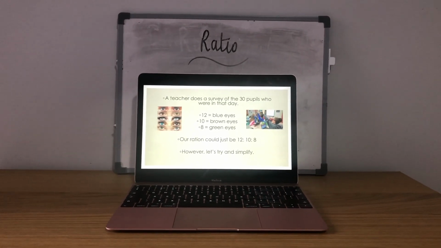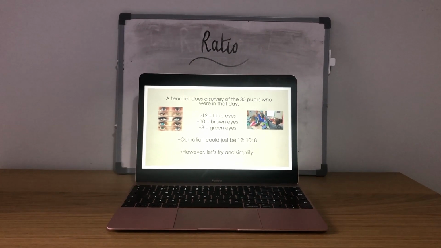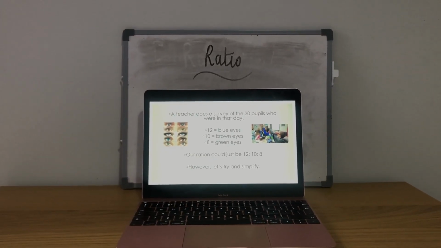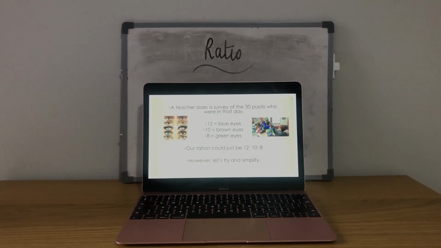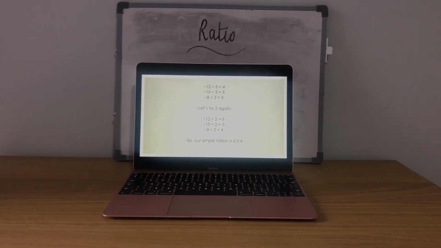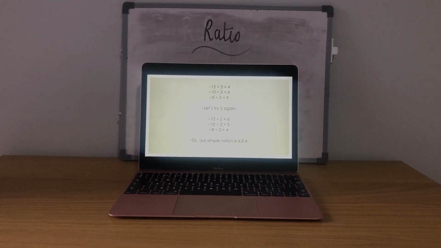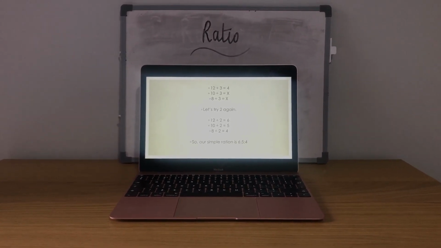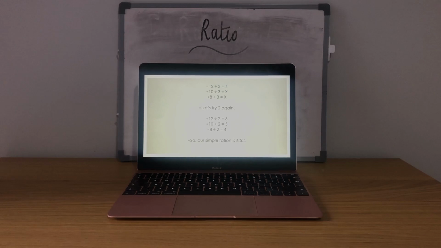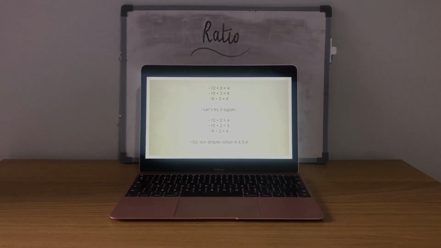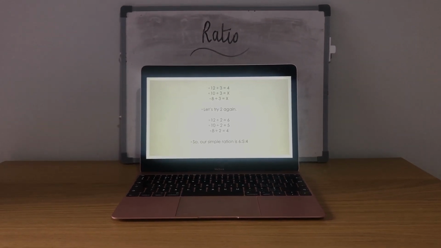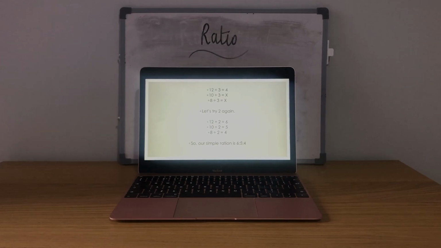I can do this by having a look at my ratio and seeing if there are any numbers that can divide wholly into each of them. Firstly, let's try the number 3 and see if it divides equally into all our ratios. If we have a look at the top sum, 12, which is the number of blue-eyed students, divided by 3 is 4, so that works out perfectly. Next was brown, so 10 divided by 3 does not work. It does not produce a whole number. The same goes for green-eyed pupils. 8 divided by 3 does not equal a whole number. Therefore, we cannot use 3 to simplify our ratio.